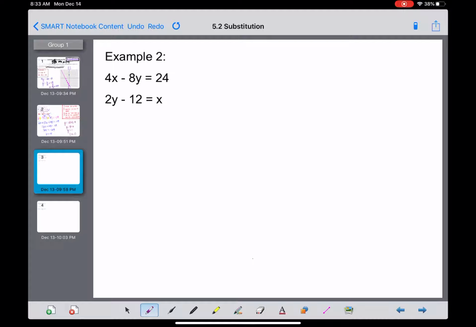In my second example, I have an isolated variable again. This time it just happens to be x, which is fine. So I'm going to box what x is equal to. So second step is to substitute into the other equation. The box is now going to be in place of where the x variable is, because it says x is equal to 2y minus 12.